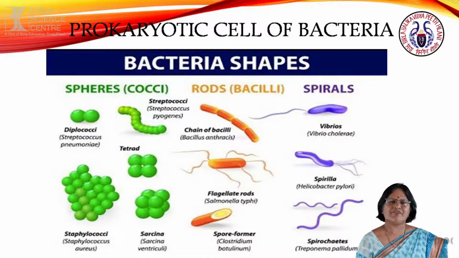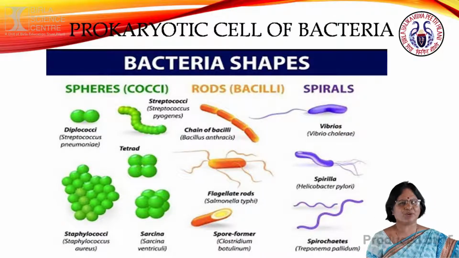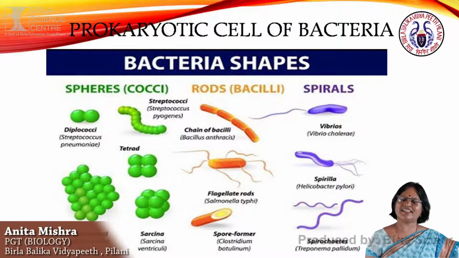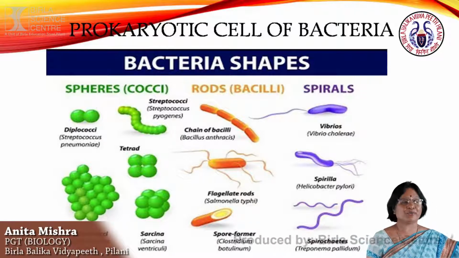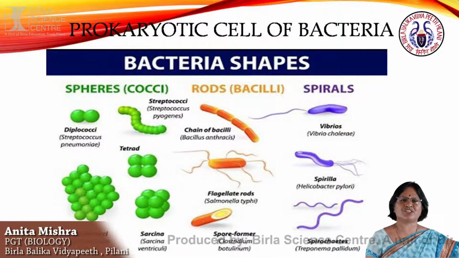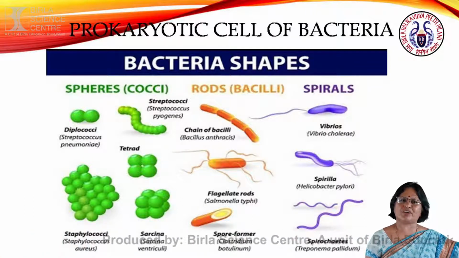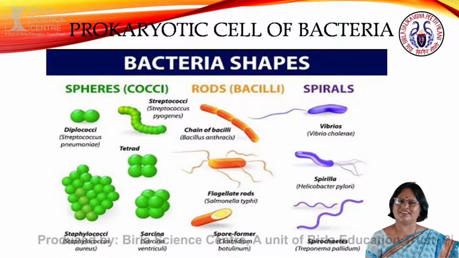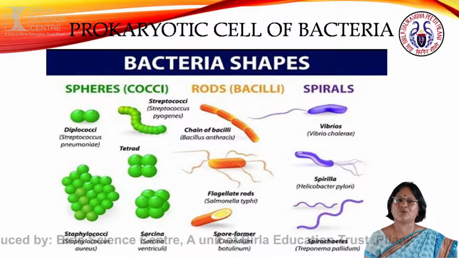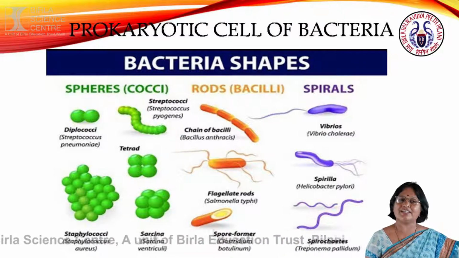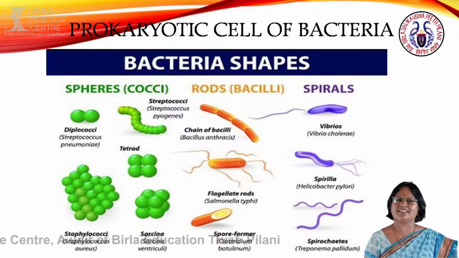The coccus, when found in pairs, is known as diplococcus. When it exists in chains, it is known as streptococcus. The example for streptococcus is Streptococcus pyogenes bacteria, the bacteria which causes cold and cough to us. And sometimes the coccus exist in groups, in clusters, and they are known as Staphylococcus bacteria.